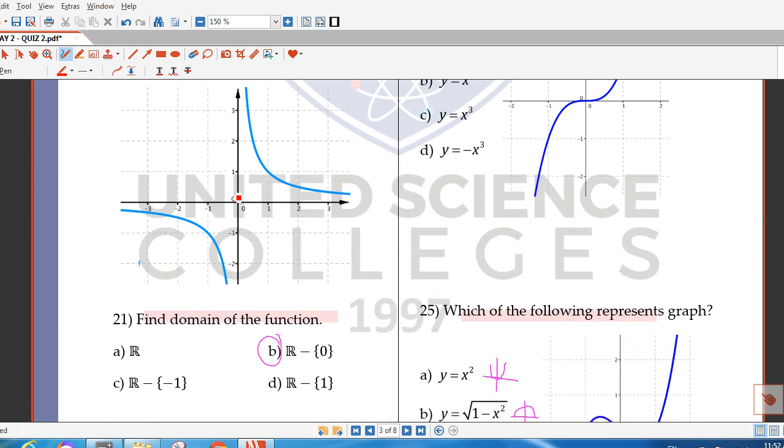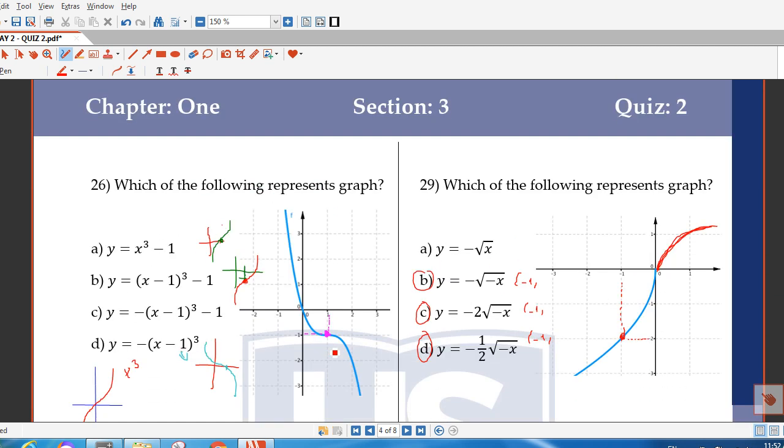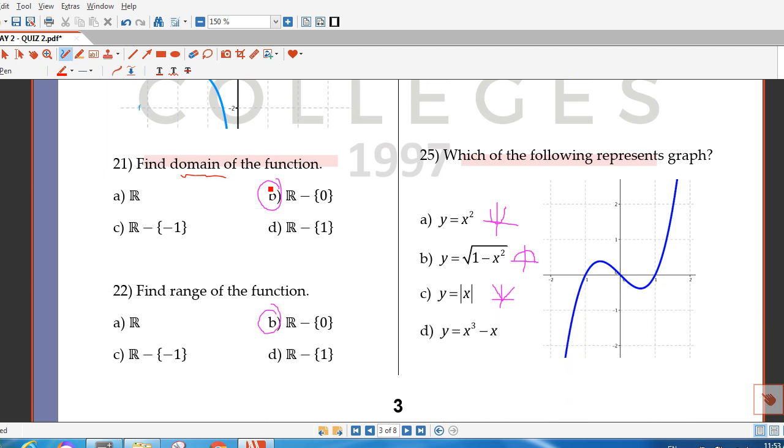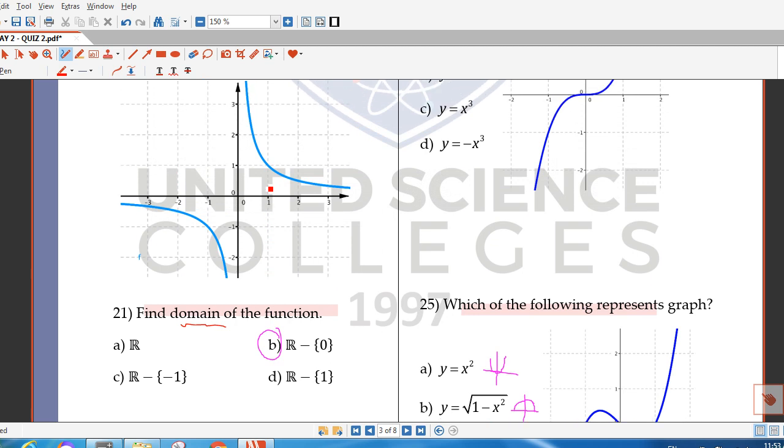There is a graph. It is the graph of a kind of reciprocal. The graph is getting closer to the y-axis, never touches. So there is no x on the y-axis. So the domain is going to be all real numbers except 0. The range is also the same. The graph is getting closer to the x-axis, but it cannot touch. So there is no x-intercept, there is no y-intercept. So all real numbers except 0 is the range of the function. The answer of 22 is B.